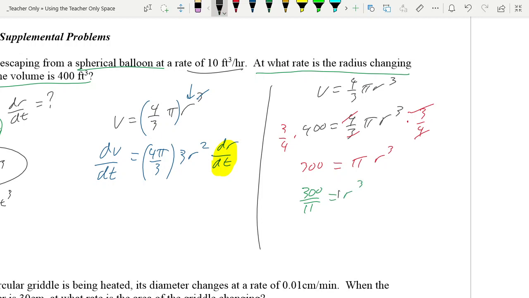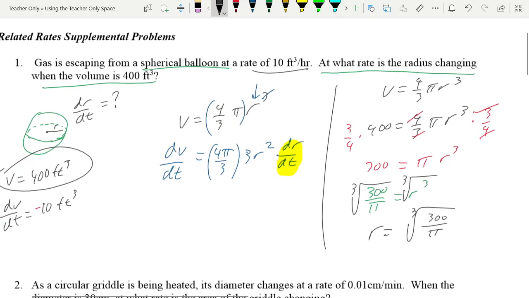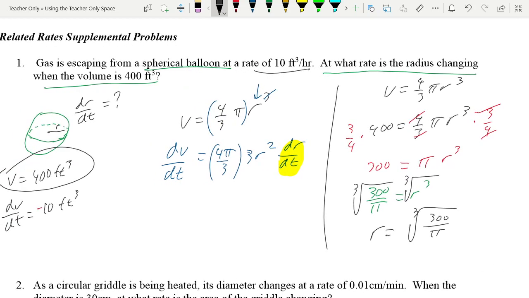So then last but not least, we're going to do the cubed root, leaving us with r is equal to the cubed root of 300 divided by pi. Okay, so there we go. We got everything we need. I know dV/dt. That is negative 10. The 4 pi thirds is a constant.